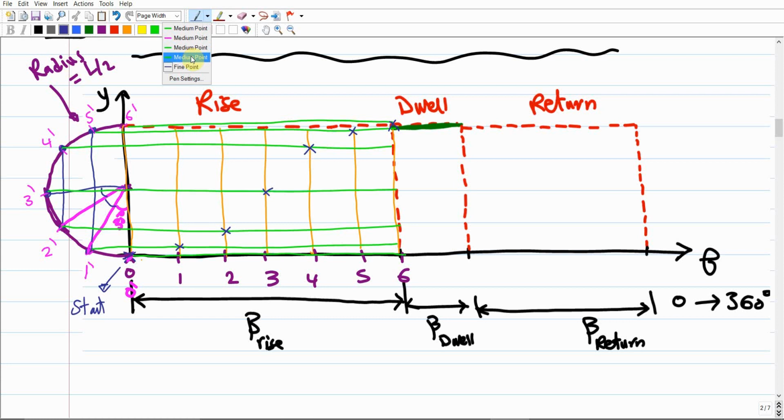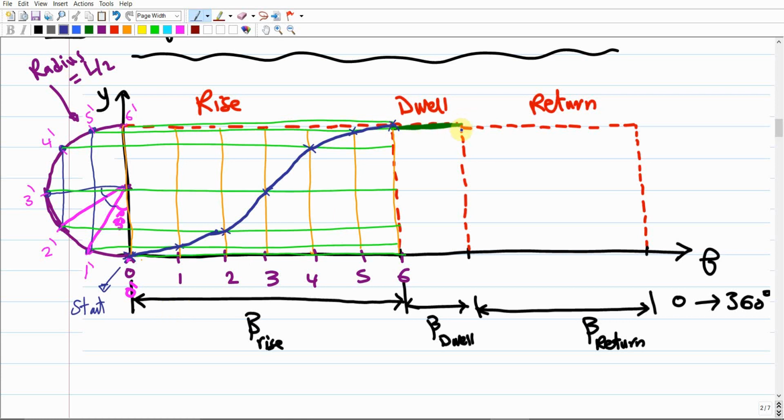So this is going to give us the curve for the simple harmonic motion during the rise period of the follower. It's going to be in this way. Make sense?